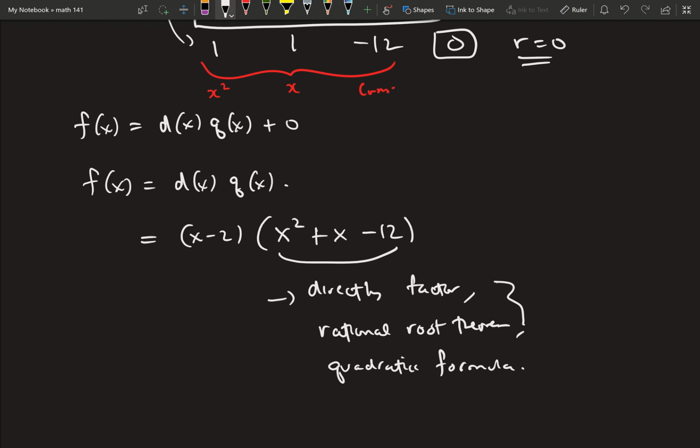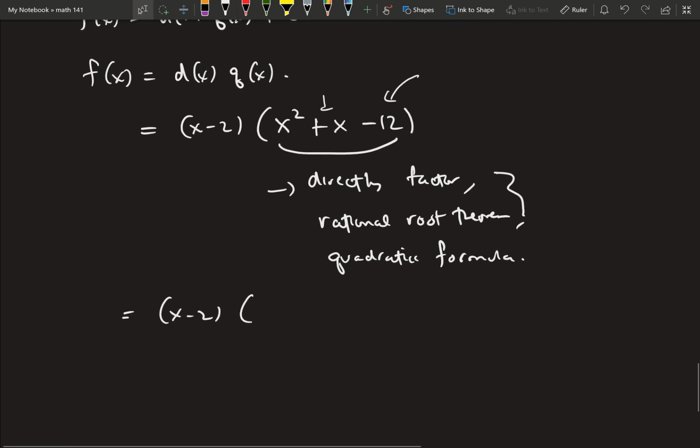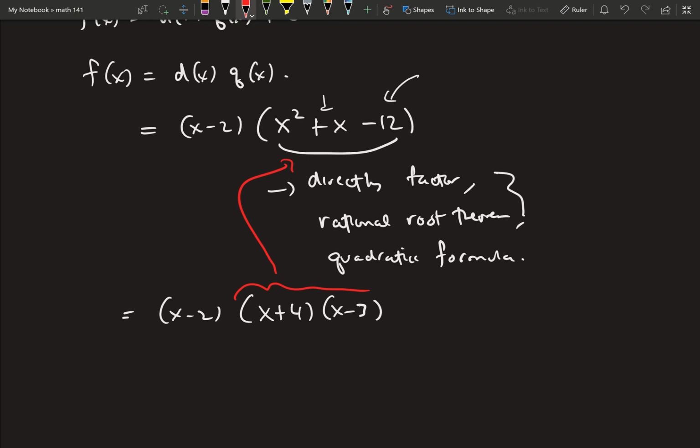What we're going to do is, in this particular case, let's check if this directly factors. We need two numbers that multiply to negative 12 and that add up to 1. And we can find that, because this is x minus 2, and then x squared plus x minus 12, the numbers 4 and 3. So if you have x plus 4, x minus 3, then this piece is exactly that, because 4 times minus 3 is minus 12, and 4 plus minus 3 is positive 1. So this actually factors now, and this is your final answer. Okay.